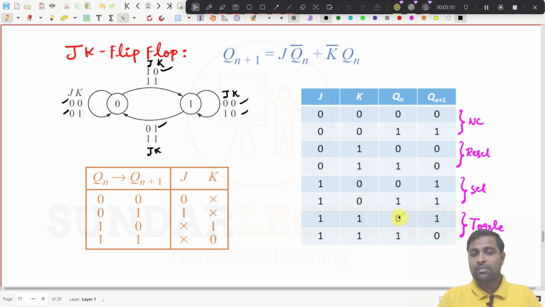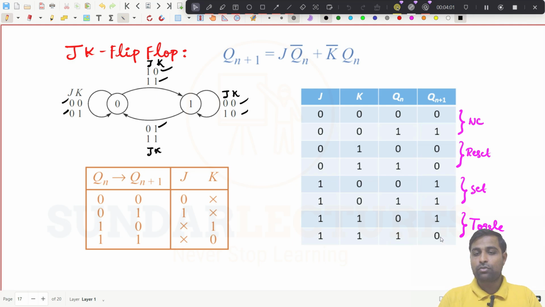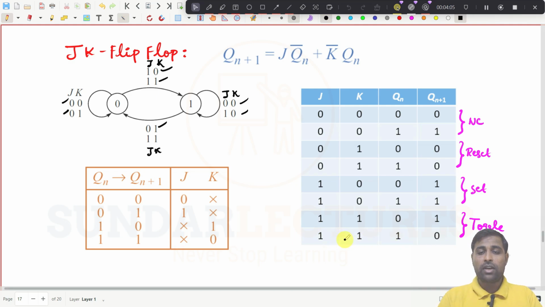And if present state is 0, next state should go to 1. And what should be the value? J is equal to 1, K is equal to 1. And if present state is 1, next state should go to 0. And what should be the value? J is equal to 1, K is equal to 1. Simply, right? So from here, you can write everything now.